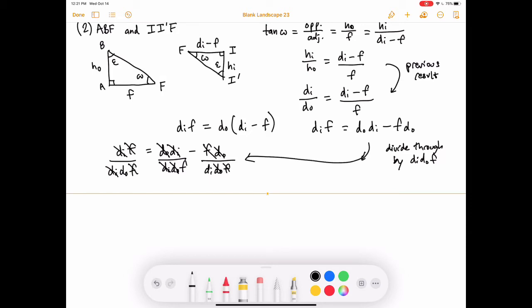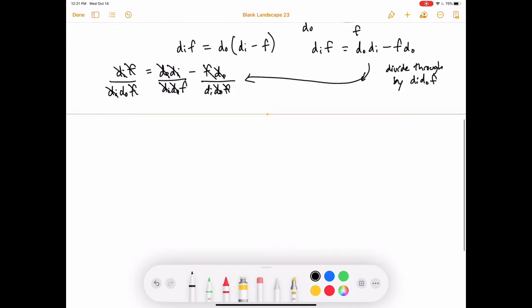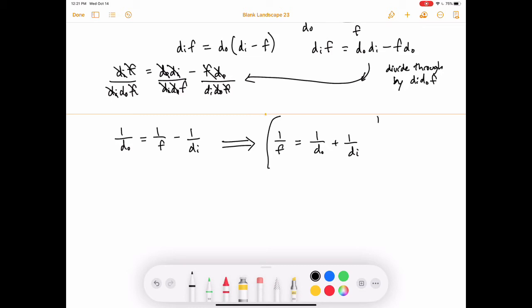So here's what we got when we divided through. To simplify this, we have 1 over DO on the left side, and then we have 1 over F minus 1 over DI on the right side, and we're basically done. We'll just write this in the standard form. 1 over F equals 1 over DO plus 1 over DI. This is what we call the thin lens equation.